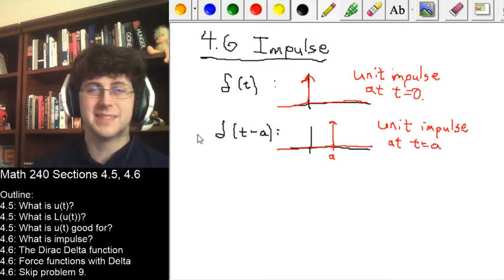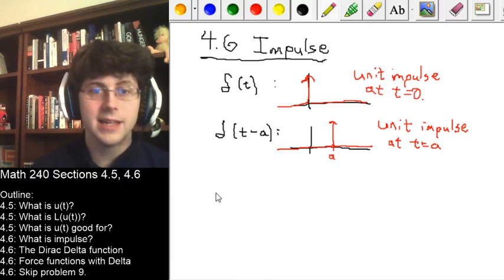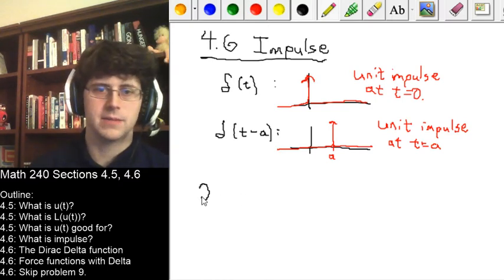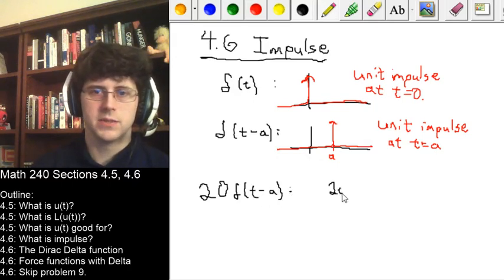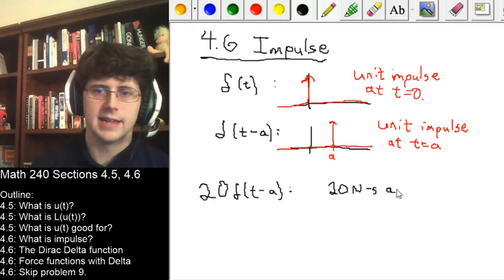Finally, if you want a different amount of impulse, like 20 Newton seconds of impulse, well, you just multiply it by 20. This is 20 Newton seconds at time a.